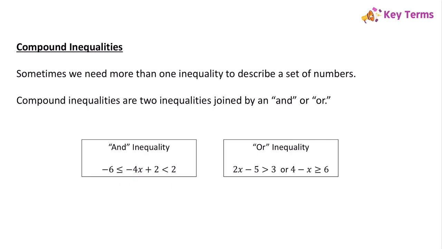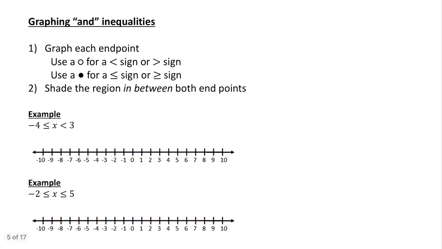And what this is showing is two different inequalities, right? It's saying negative 6 is less than or equal to negative 4x plus 2, and negative 4x plus 2 is less than 2. An or inequality will look like two inequalities joined by an or. So you'll always see this or when we're talking about an or inequality. So we have 2x minus 5 is greater than 3, or 4 minus x is greater than or equal to 6.